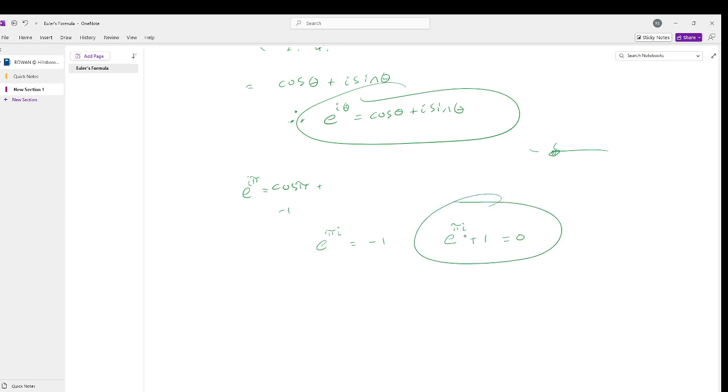Look at that. There are so many major constants, and many of them are shown here: e, pi, i, 1, and 0. That's why this is such a cool result. So anyways, that's one of my favorite results in all of mathematics that I've learned so far.